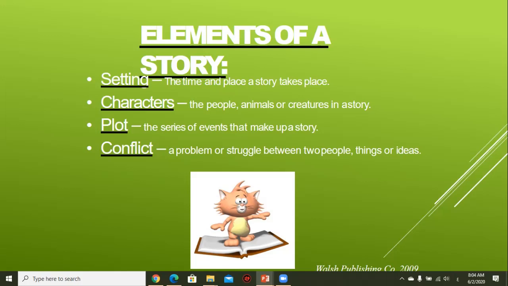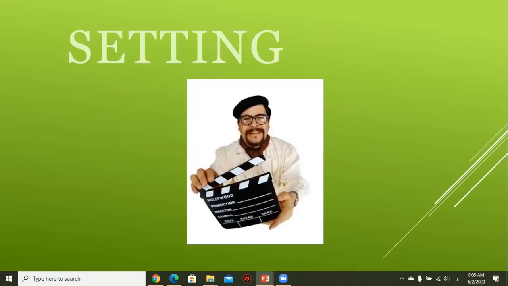Also, in all stories, we have conflict, and it is the main problem or struggle between two people, things, or ideas. But I want to tell you something very important: what's different between the plot and the conflict. The plot is the sequence of events, what happened first, what happened second, until we finish the story or the text. But the conflict is the main problem that is happening.